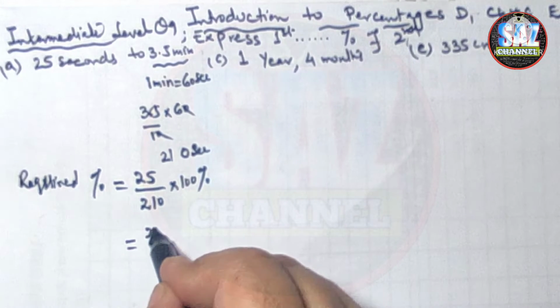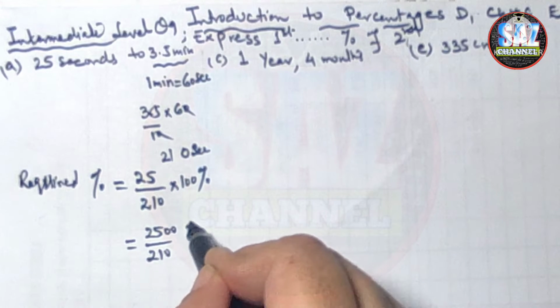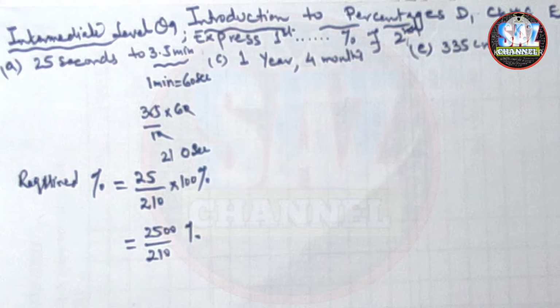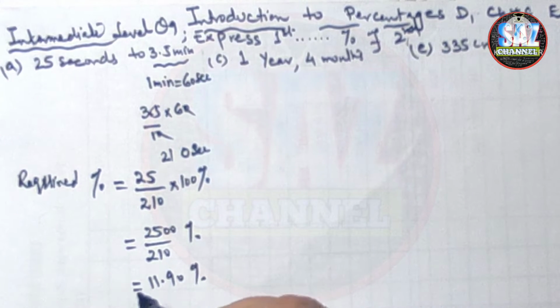This will become 2500 divided by 210, and I have to divide it by 210, and this will become 11.90%. Okay. So I hope you are clear about this part, and let's quickly move to the second part.